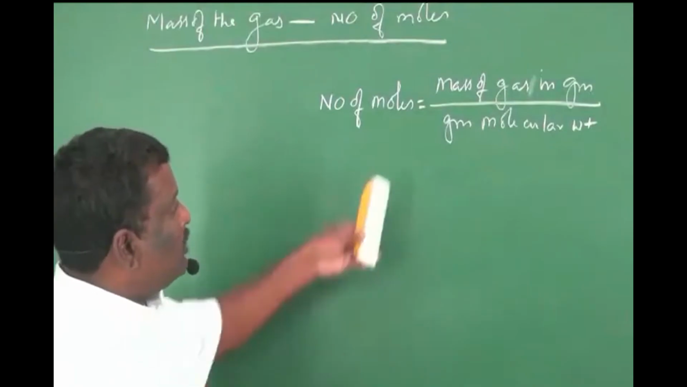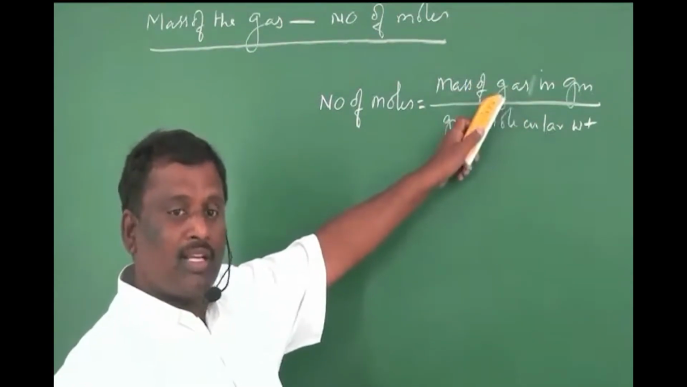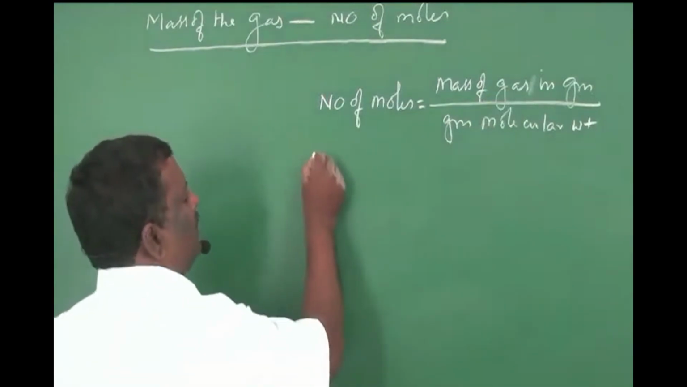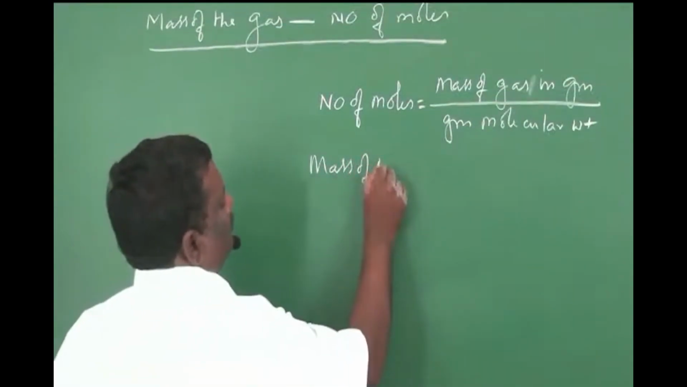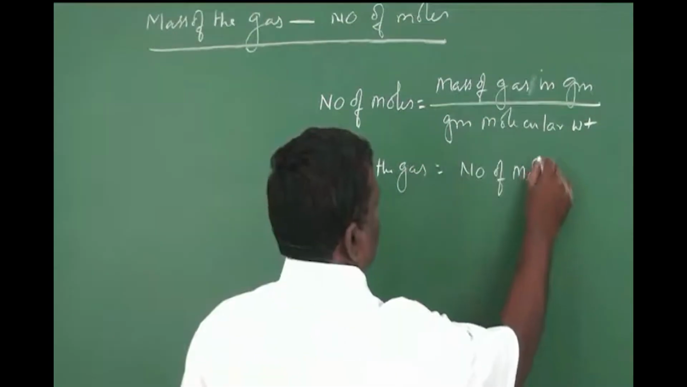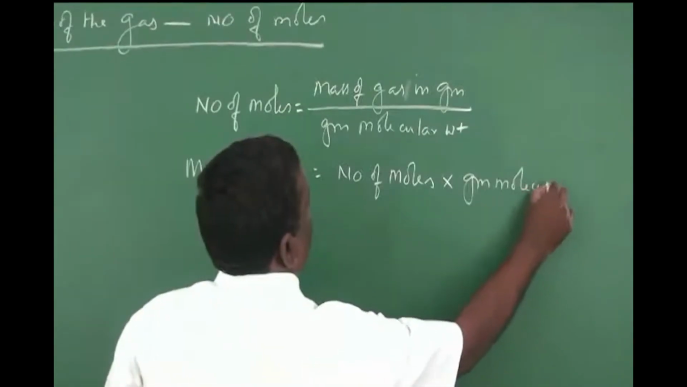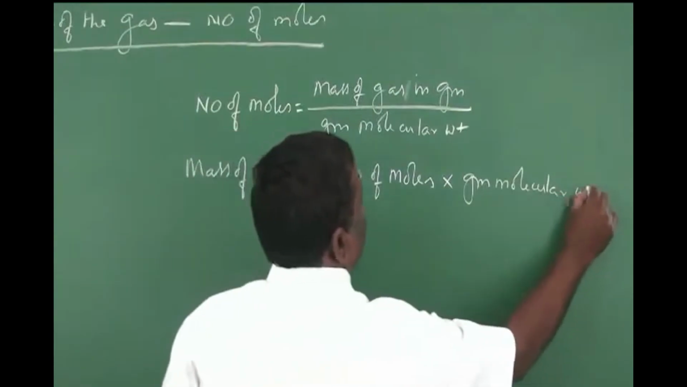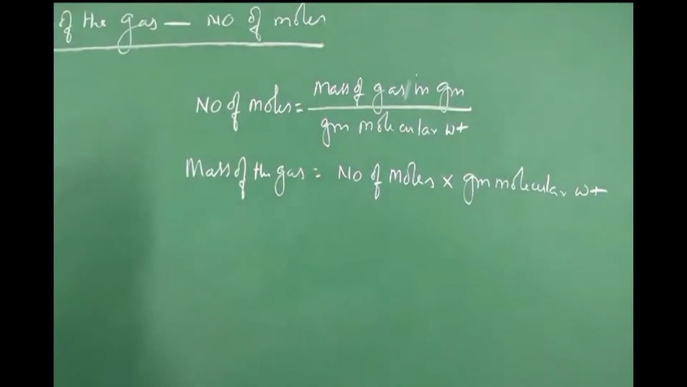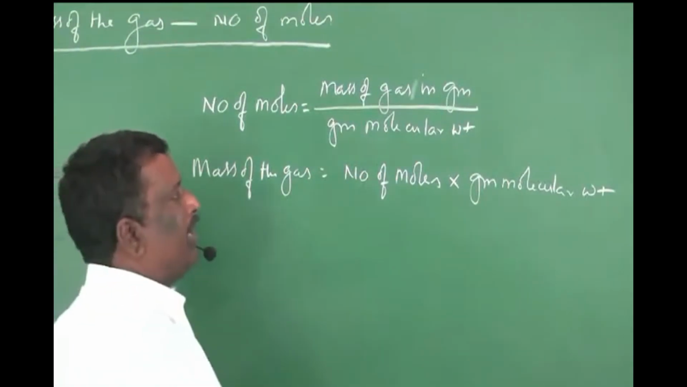Or sometimes they may ask you mass of the gas by giving number of moles and gram molecular weight. Sometimes they may ask like that also. Then you can get mass of the gas is equal to number of moles into gram molecular weight. Mass of gas in grams is equal to number of moles into gram molecular weight.